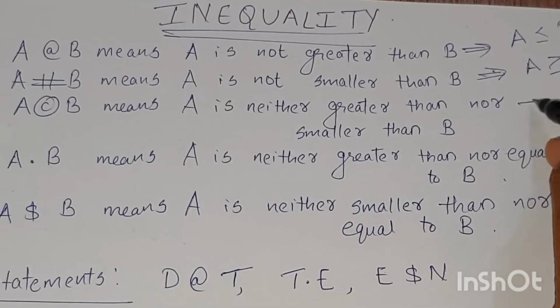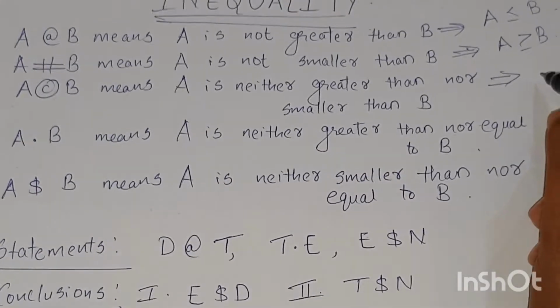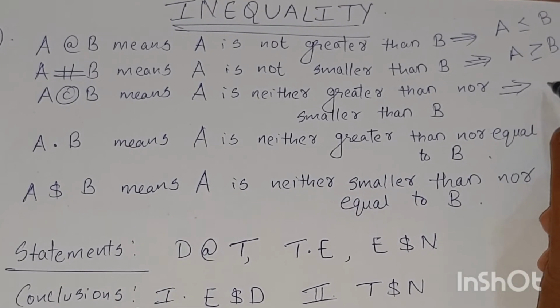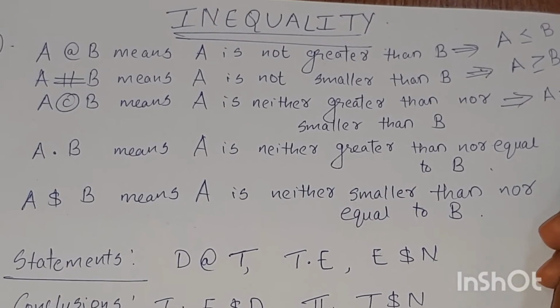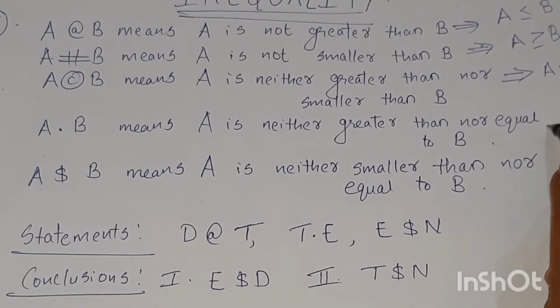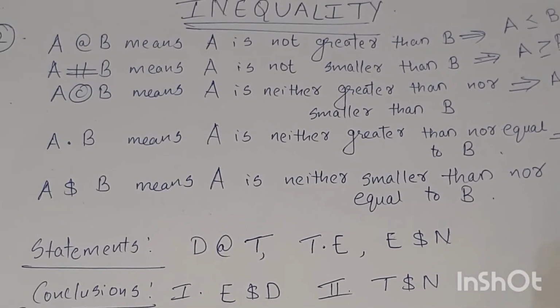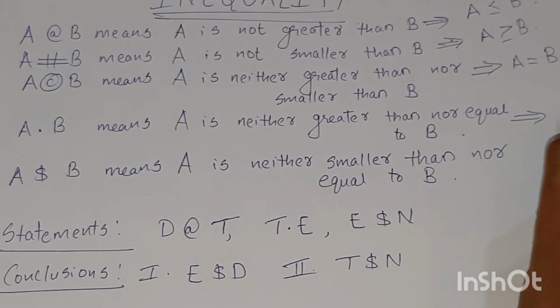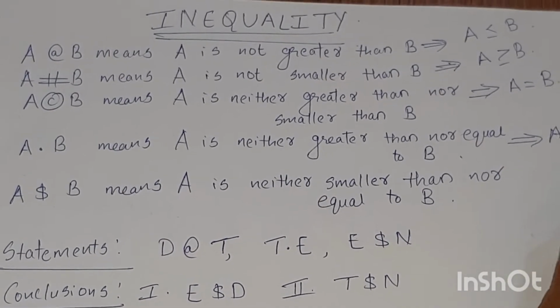Understood? Now next one, A © B means A is neither greater than nor smaller than B. That means A is equal to B. Now A . B means A is neither greater than nor equal to. It is not greater and not equal. That means A is less than B.